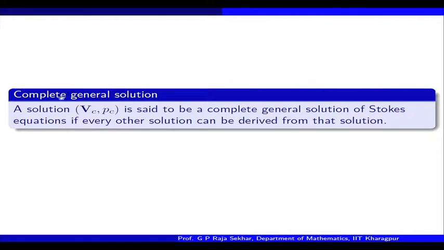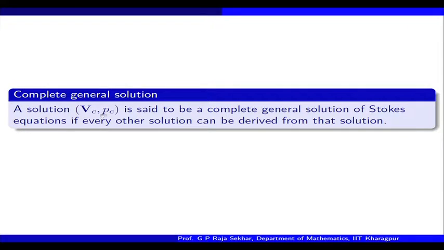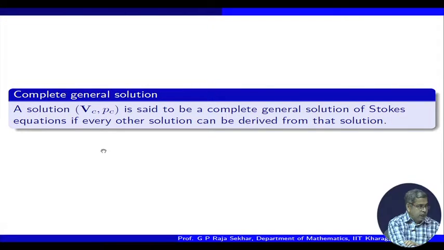Now we are introducing the definition of a complete general solution. A complete general solution is this: you have the governing equations, you integrate and obtain a solution such that any other solution can be obtained from this. That means 2D, unidirectional cases, 2 dimensional and 3 dimensional particular solutions, everything should be obtainable by this solution. Then this solution is called a complete general solution. That is the definition we are giving. This is said to be a complete general solution of Stokes equations if every other solution can be derived from that solution. Now the question is, do we have such a solution?